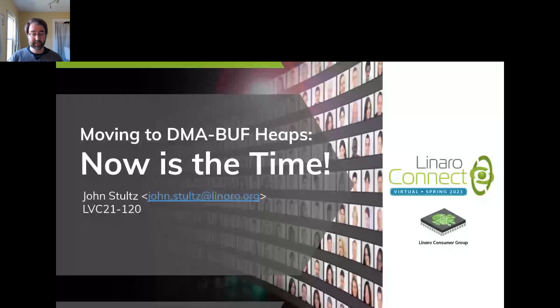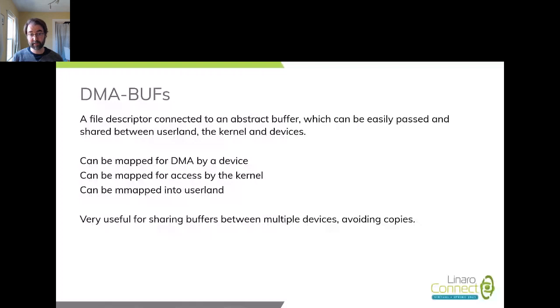So just backing up so everyone's on the same page, what is a DMA BUF? DMA BUF is a file descriptor, basically a handle that's connected to an abstract buffer, which can easily be passed and shared between userland, the kernel, and devices. It allows the buffer to be mapped for DMA by the device, mapped for access by the kernel, and also mapped into userland. This is a very useful abstraction for sharing buffers between multiple devices and avoiding copies, which is critical for performance.